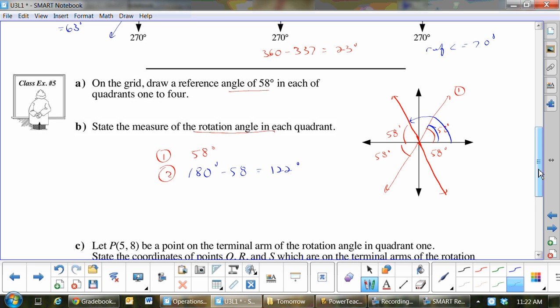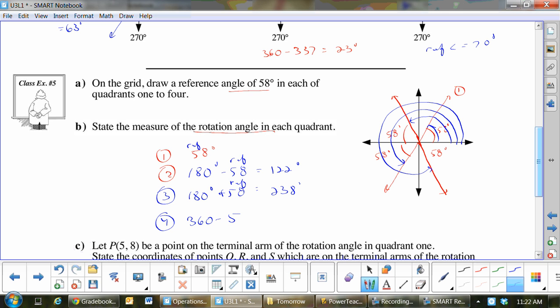Okay, that always works. Okay, in 3, how would I find all of this? So 180 plus 58 will always get you the answer. So it's 180 plus the reference, okay? Because this is the ref, right? So 180 plus 58 equals 238 degrees. And in quadrant 4, I am looking for this. 360 minus 58 equals 302 degrees.